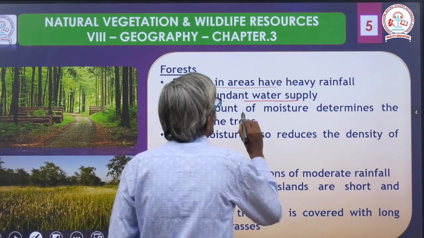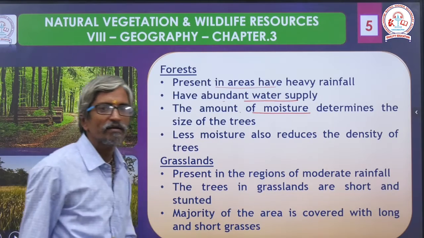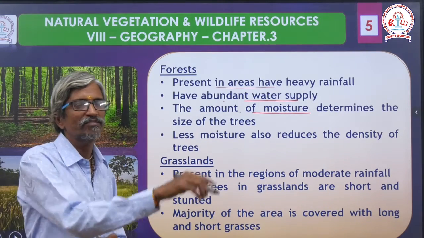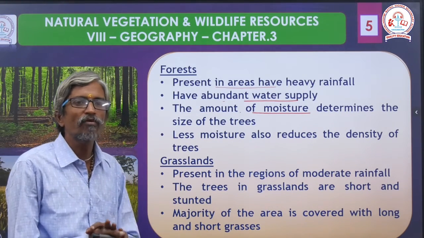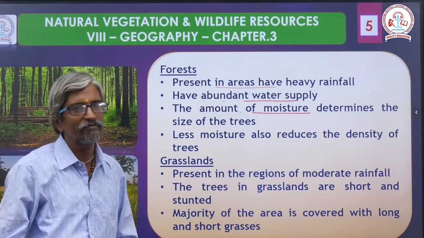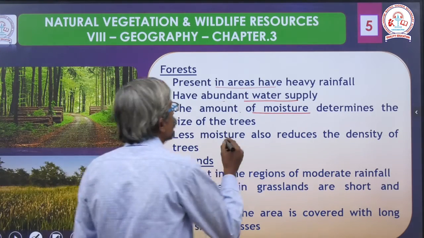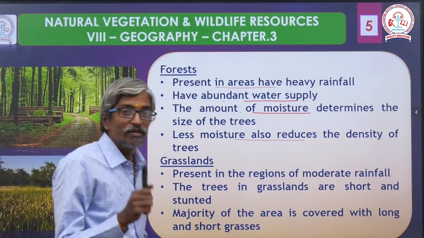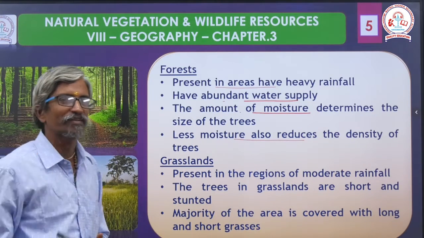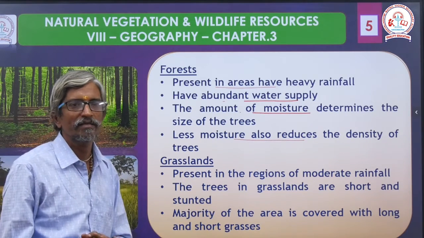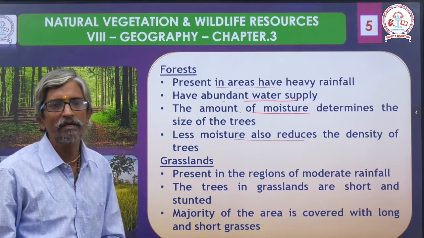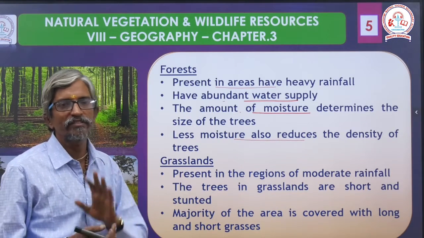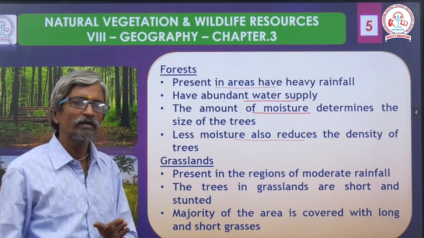Next, the amount of moisture determines the size of trees. If there is more moisture, the trees will normally be very high. Okay, less moisture also reduces the density of trees. So when the moisture is less and the water supply is less, sure, fewer trees will be available. Let me see one by one.